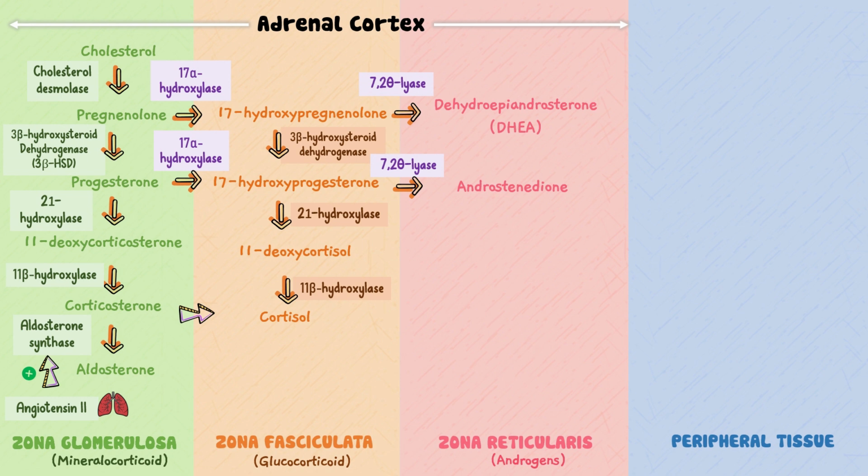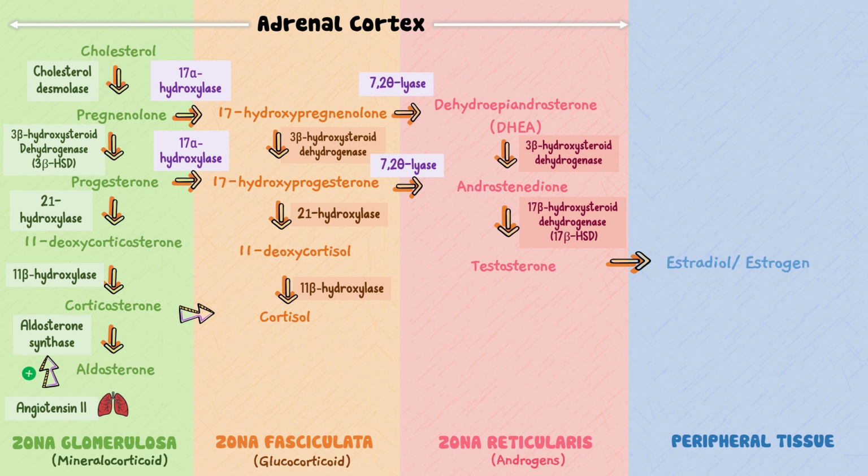Now, this dihydroepiandrosterone is also converted into androstenedione by the enzyme 3-beta-hydroxysteroid dehydrogenase. This androstenedione, obtained from either way, is converted into testosterone by the enzyme 17-beta-hydroxysteroid dehydrogenase, or 17-beta-HSD. Now, the testosterone turns into estradiol, also called estrogen, with the help of enzyme aromatase.